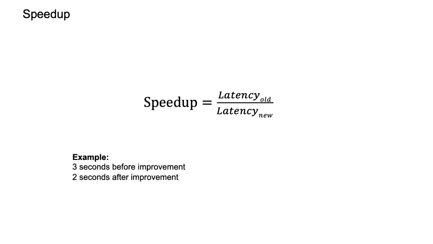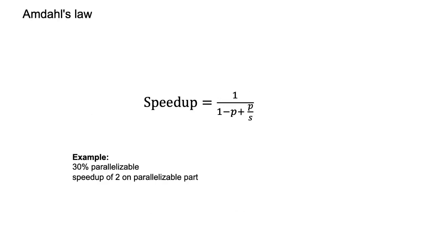Some people call this latency, actually. This is why I use it here. So some people call latency the total time. So divide what it used to take by what it takes now. For example, if you have 3 seconds before you improve and now it's 2 seconds, you get an improvement of 1.5. So you improve by 50%, right? So this is how you measure and quantify an improvement, right?